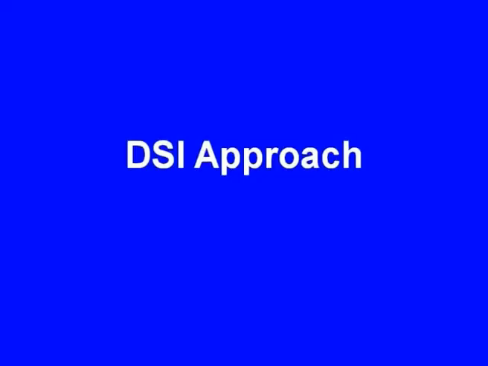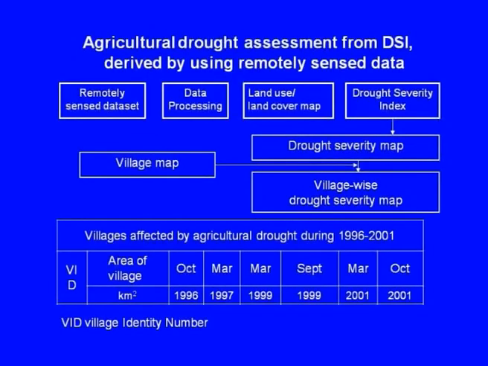Now, let us go on to the next approach, that is the drought severity index approach, or the DSI approach. The DSI approach, as a matter of fact, is an approach for assessing the agricultural drought, and here primarily remote sensing based inputs are going to be used to make an assessment of the DSI.